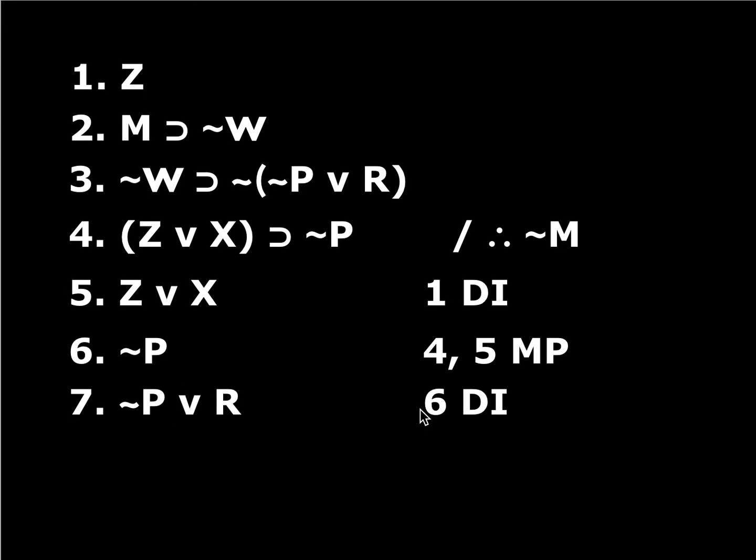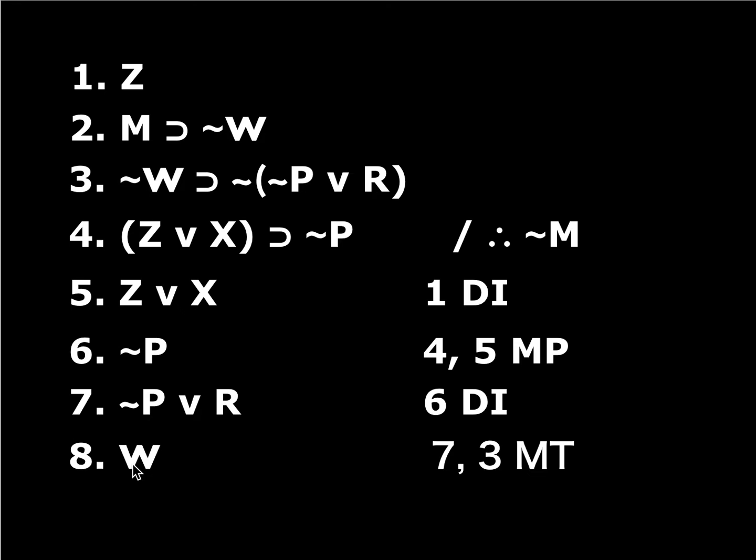Okay, so not p. I'm going to go not p or r. That's by DI on line 6. Now this is the negation of that, right? If you negate this statement, you put parentheses here, add a tilde, that's what that is. So this is the negation of that. So I can do modus tollens on 7 and 3 to get w. I have a conditional, I have the negation of the consequent, so I can derive the negation of the antecedent.